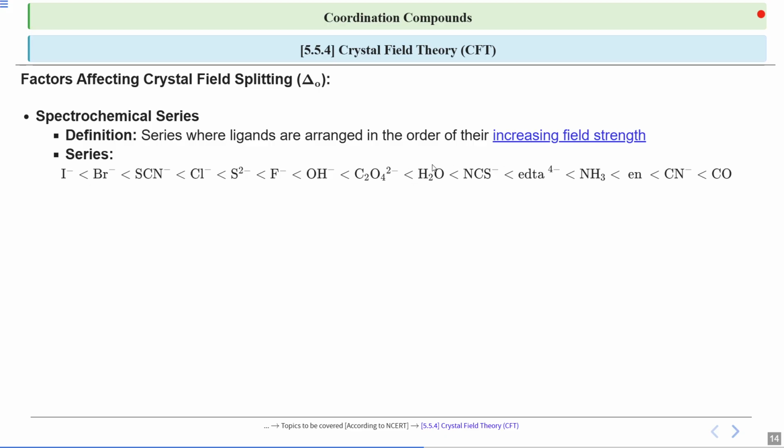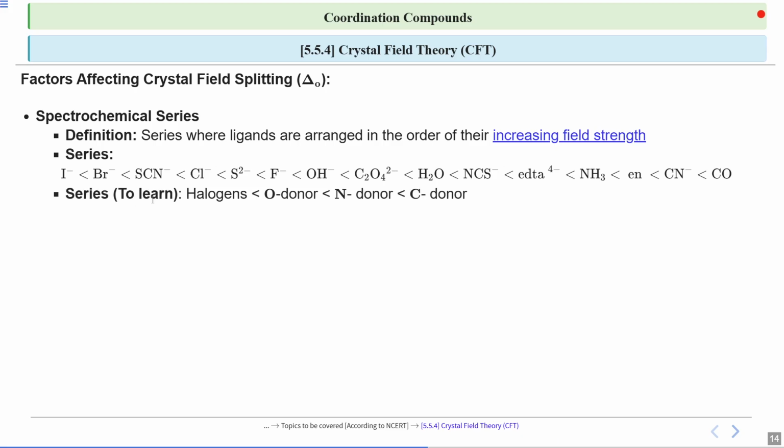C2O4 2 negative, H2O. H2O is in the middle. You call the ligands after H2O strong field ligands, and the ligands before H2O weak field ligands. So from iodide to oxalate, C2O4 2 negative, we have weak field ligands. H2O is a neutral ligand, and after H2O we have strong field ligands like NCS negative, EDTA4 negative, NH3, en, CN negative, and carbonyl. So these are the strong field ligands, and those are the weak field ligands, and H2O is in the middle, so it is a neutral ligand.